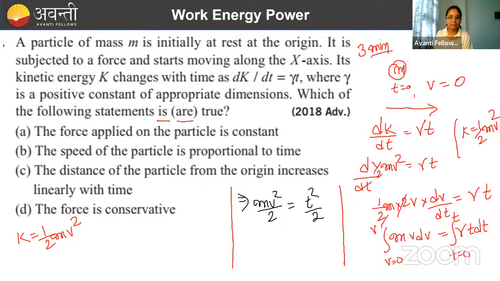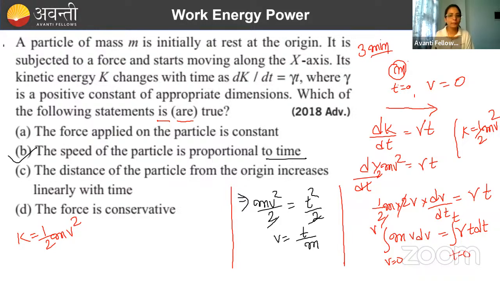Now, if we calculate velocity here, then velocity will be equal to something times t by m. So velocity is this. It means the speed of the particle is proportional to time. Yes, it is proportional to time. So B is the correct option.